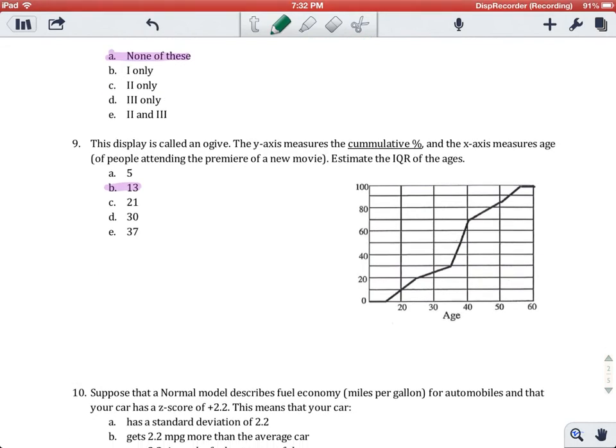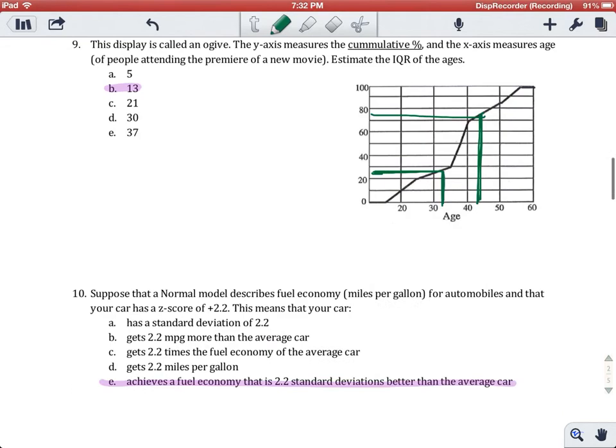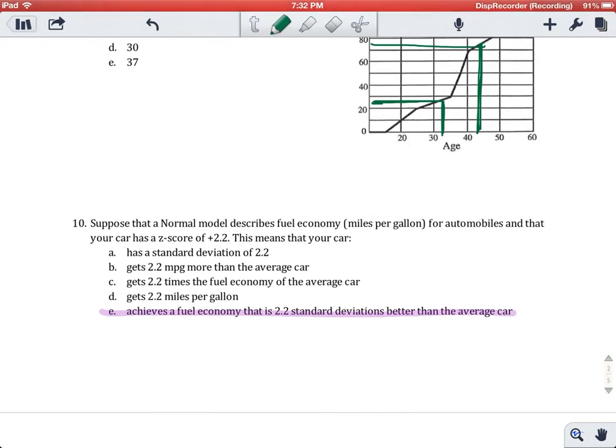Number 9, you needed to figure out the 25th percentile, which is right about there, 30 something, and then the 75th percentile is going to be right about there. That's going to be 40 something, and so the difference between those would have to be 13. And number 10, 2.2 standard deviations above the mean.